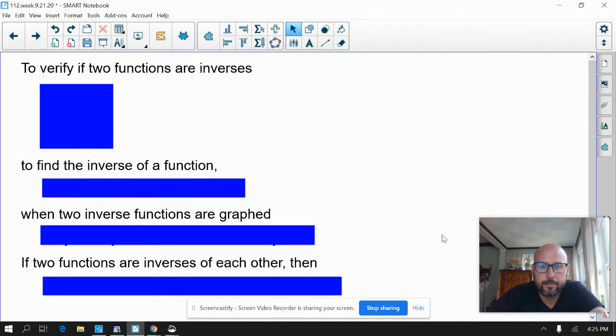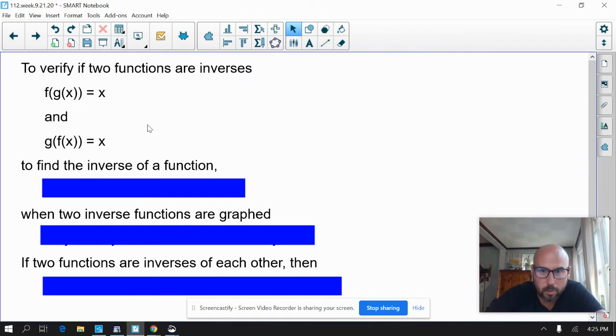Hello. So we're continuing talking about inverses, and what do we learn from our last video? If two functions are inverses of each other, there's really an algebraic way to verify that, and you have to show compositions in both directions that they equal x. f of g of x has to result in x, and g of f of x has to result in x.